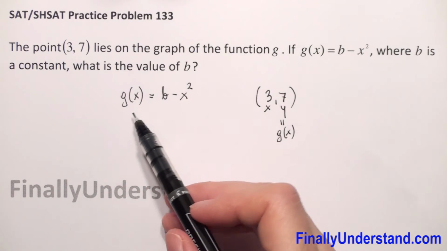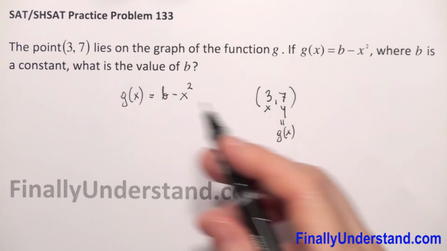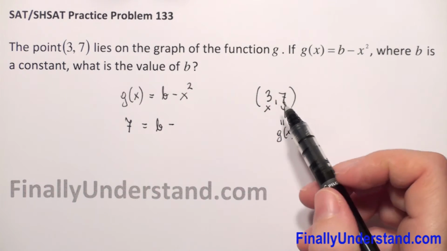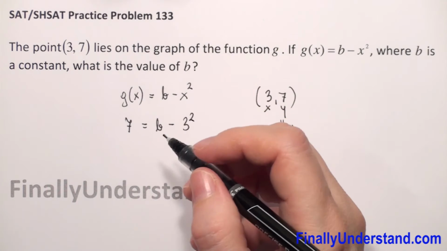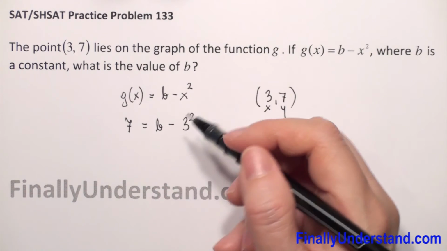So, we will substitute g of x by 7 is equal b, we will copy, and x is 3 to second power. We got equation with one unknown b.